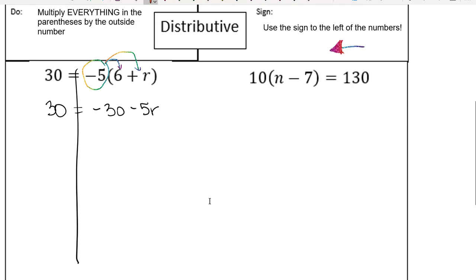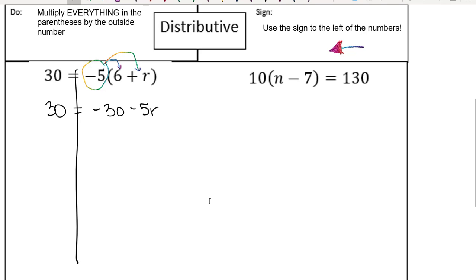Now I'm ready to eliminate my constant. It's a two-step equation at this point. I will eliminate the constant -30 by adding a +30 to both sides. Again, use the signs that are to the left. This is a -30. To eliminate it, I will add 30 to both sides. After that, 30 plus 30 is 60. Simplifying. -30 plus 30 is eliminated.